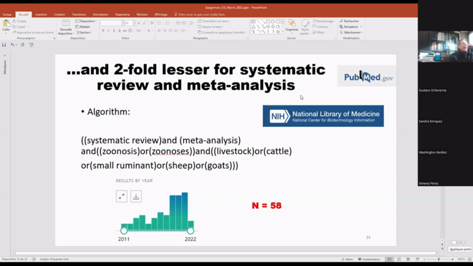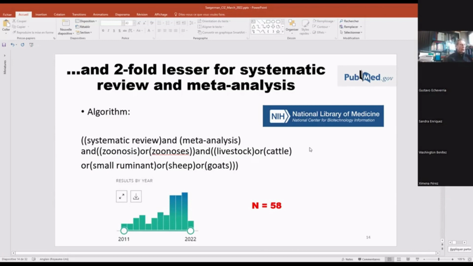And if you have systematic review plus meta-analysis in terms of evidence-based is more important because it's a statistical analysis about this risk factor, for example, and you find very twofold lesser in terms of the number of paper that was available. It's very few.